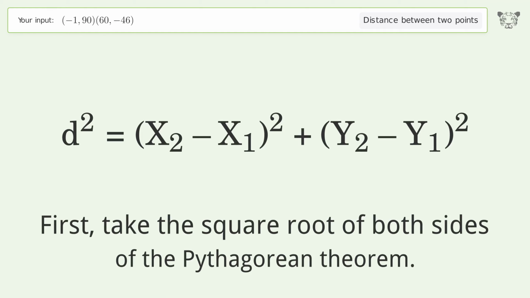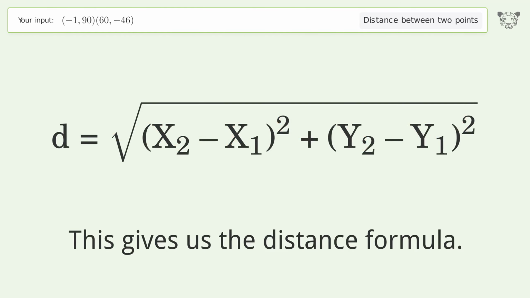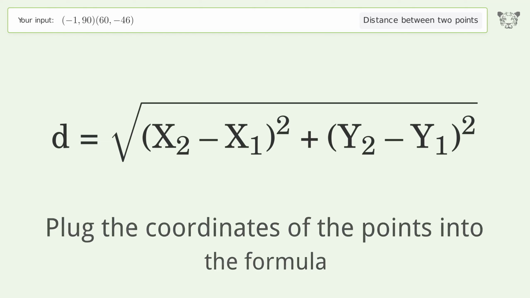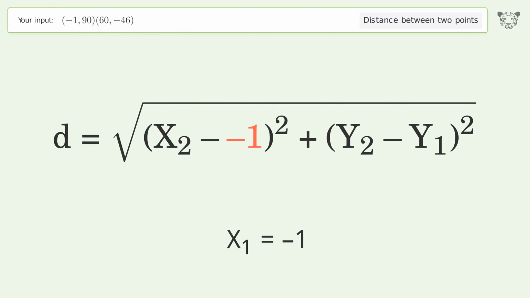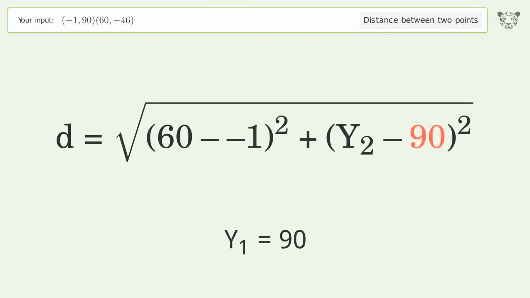First, take the square root of both sides of the Pythagorean theorem. This gives us the distance formula. Plug the coordinates of the points into the formula. x1 equals -1. x2 equals 60. y1 equals 90. y2 equals -46.